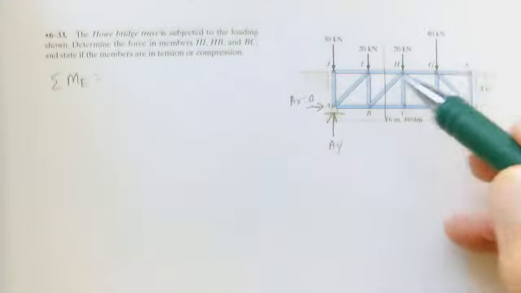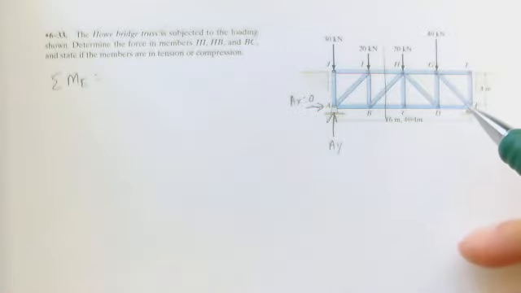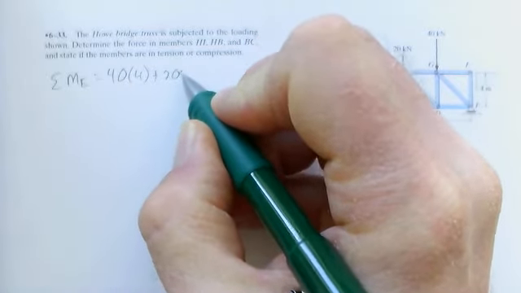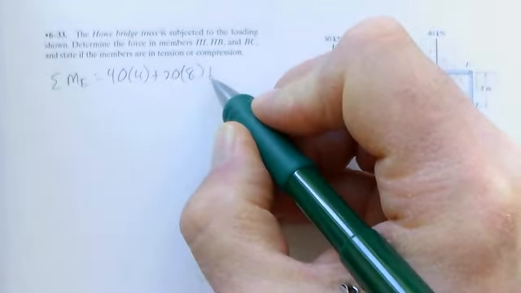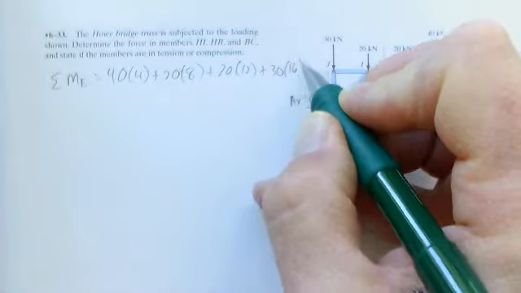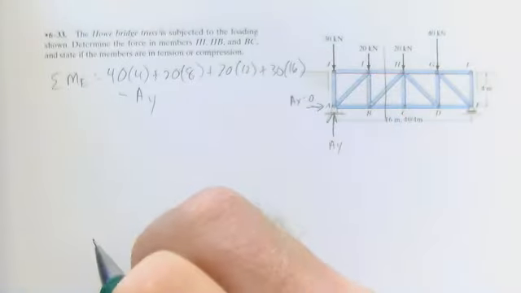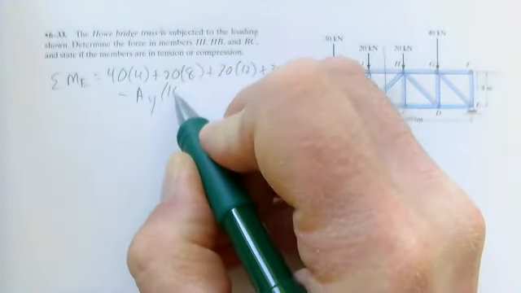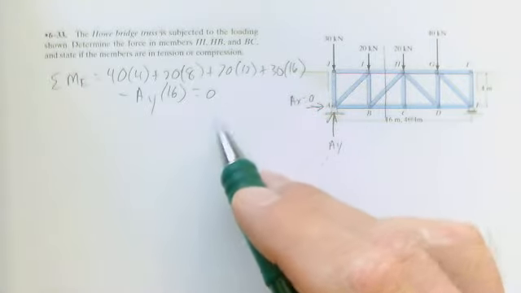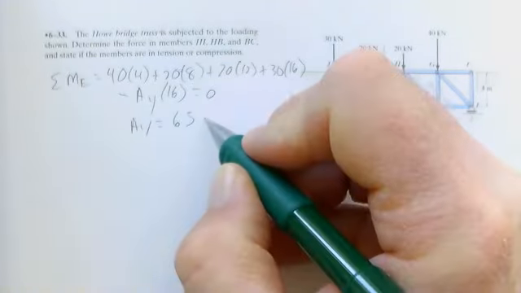So we're going to go from left to right. 40 times 4, 20 times 8, 20 times 12, and 30 times 16, minus AY times 16 equals 0. Sum all those up, move AY to the side, divide by 16, and AY equals 65 kilonewtons.